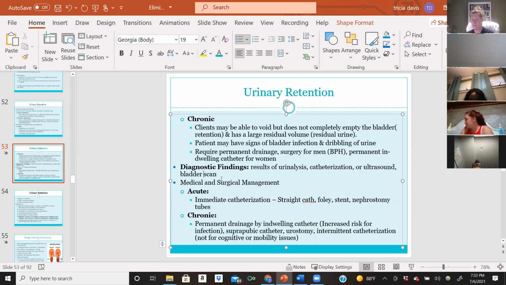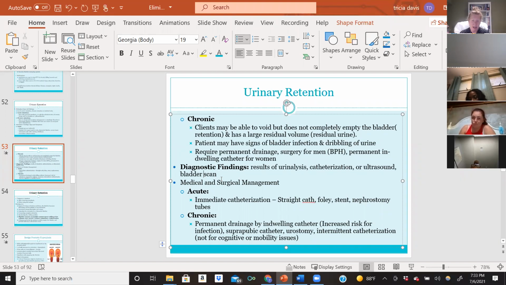Sometimes you might have to put in that Foley. Sometimes they might need to go in and put that stent in to open that area up so the urine can flow through. And then we, again, might do those nephrostomy tubes that drain for an undetermined amount of time. It just depends on what the problem is and what they plan on doing, how long those nephrostomies are going to stay.